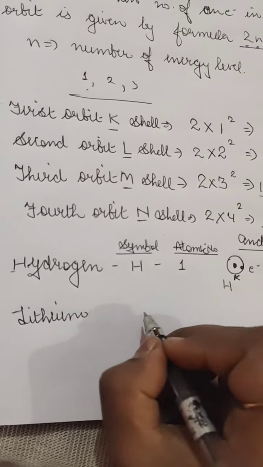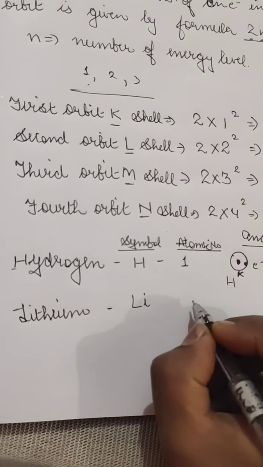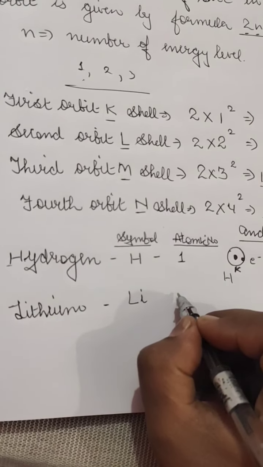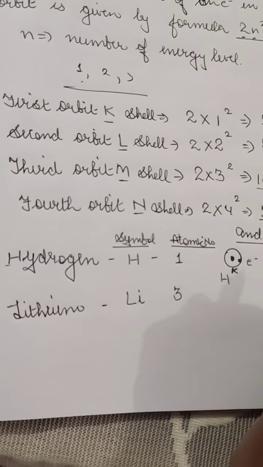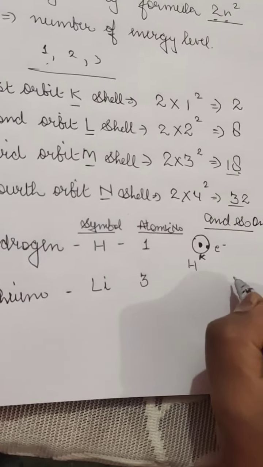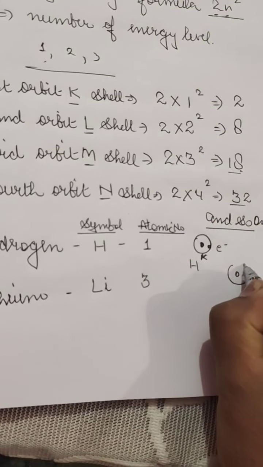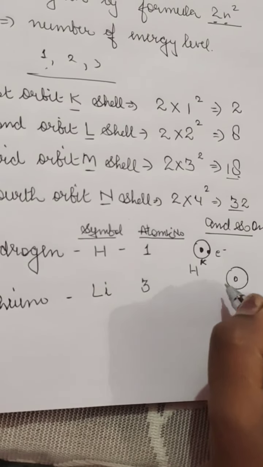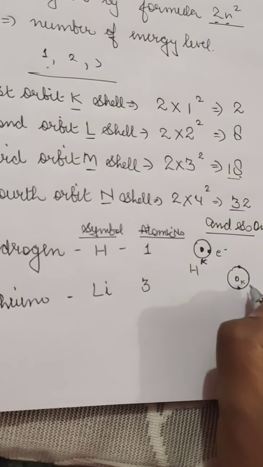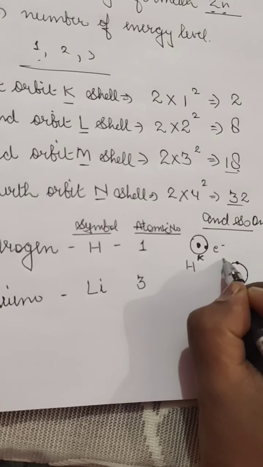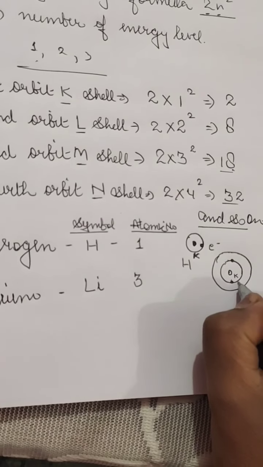Now the structure for lithium: the symbol is Li, and it has atomic number 3. I have skipped helium, and I will tell you about helium also. This is the nucleus, and lithium has 2 electrons in the first shell, which is the K shell, and then 1 more electron will be accommodated. So it will have 1 more shell, which will be the L shell.